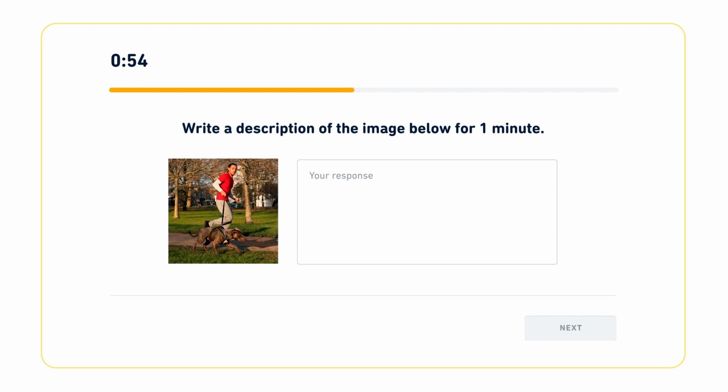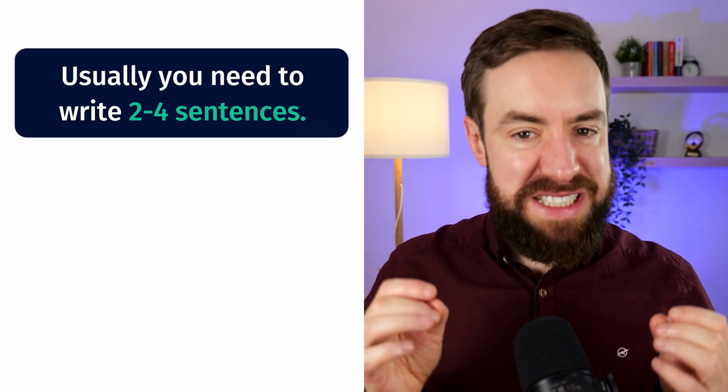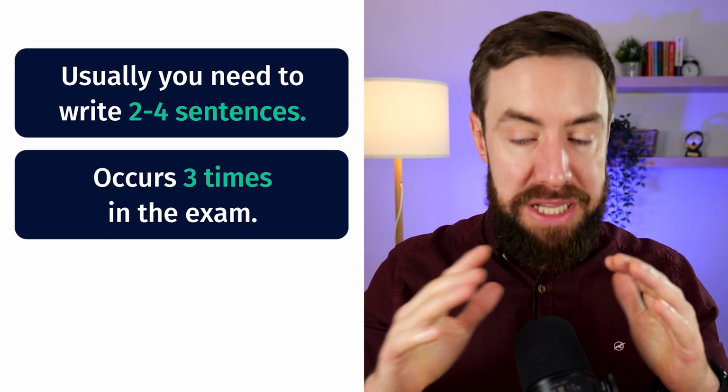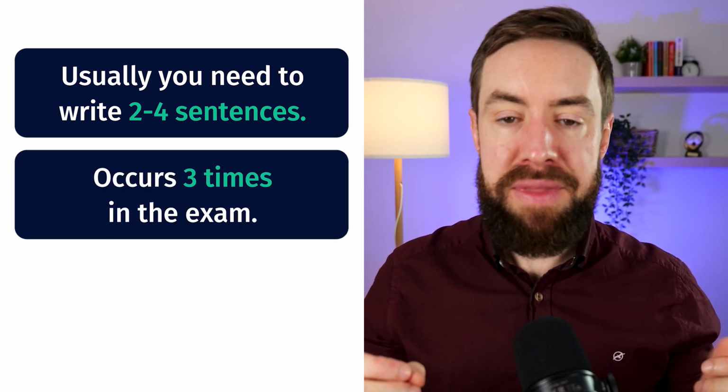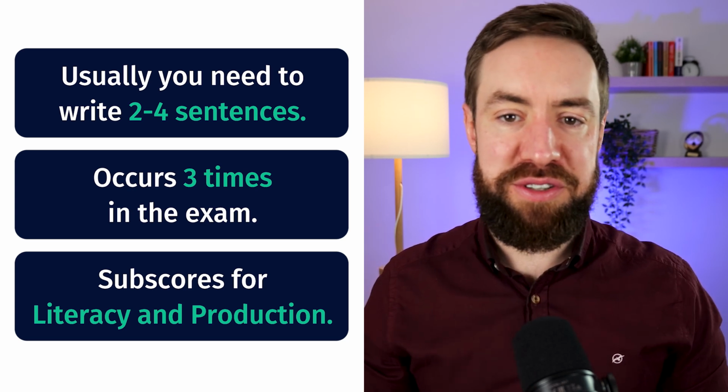So basically, you get a photo, you have 60 seconds. What do you have to do? You have to write about it. And you'll probably write like 2, 3, or 4 sentences. And this question will come 3 times in your DET exam, and it contributes to your literacy and production subscores. Now, we've prepared a level 90 answer that we're going to gradually improve with all of those tips. Let's take a look at it now.